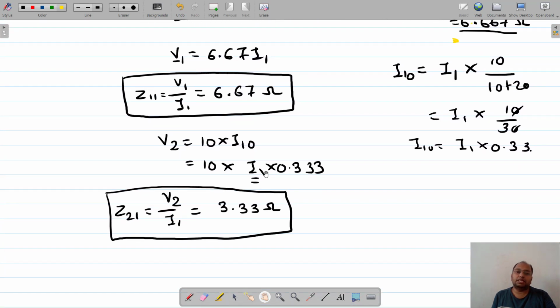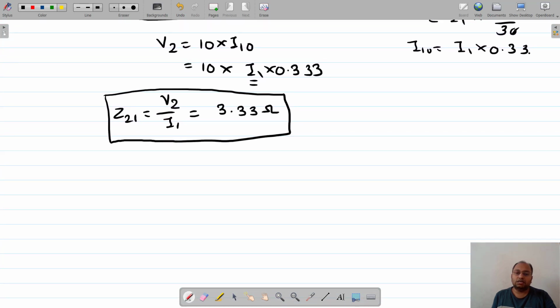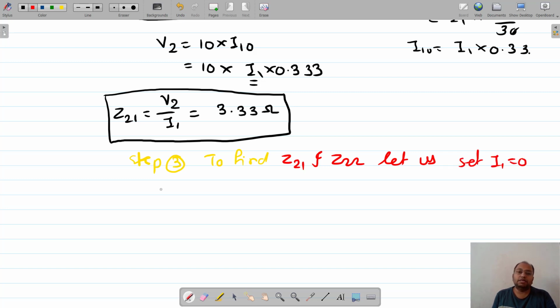Let us go for step number 3. I hope you understood this. So step number 3 is to find Z21 and, sorry, Z22. Let us set I1 equal to 0, right, by opening port 11 dash. Fine. Okay, so let us do that, and let us redraw the circuit diagram.